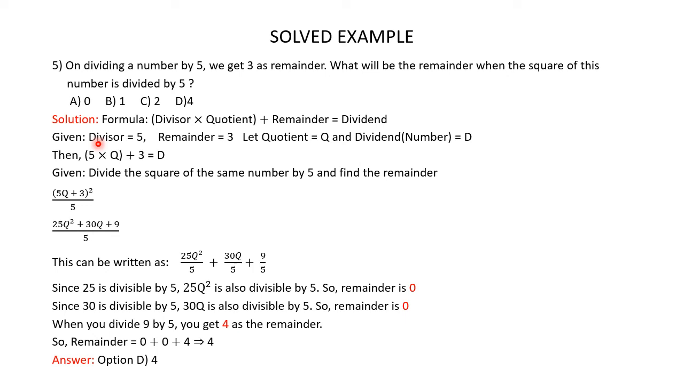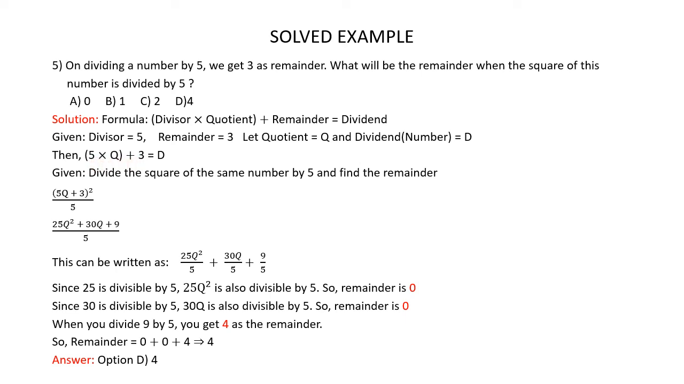Here in the problem it's given that the divisor is 5. The remainder is 3. We do not know what the quotient is or what the dividend is. So let the quotient be equal to Q and the dividend or the number be equal to D. Then, substituting all these in the formula, you get 5 multiplied by Q plus 3 is equal to D. This means that the given number is equal to 5Q plus 3.